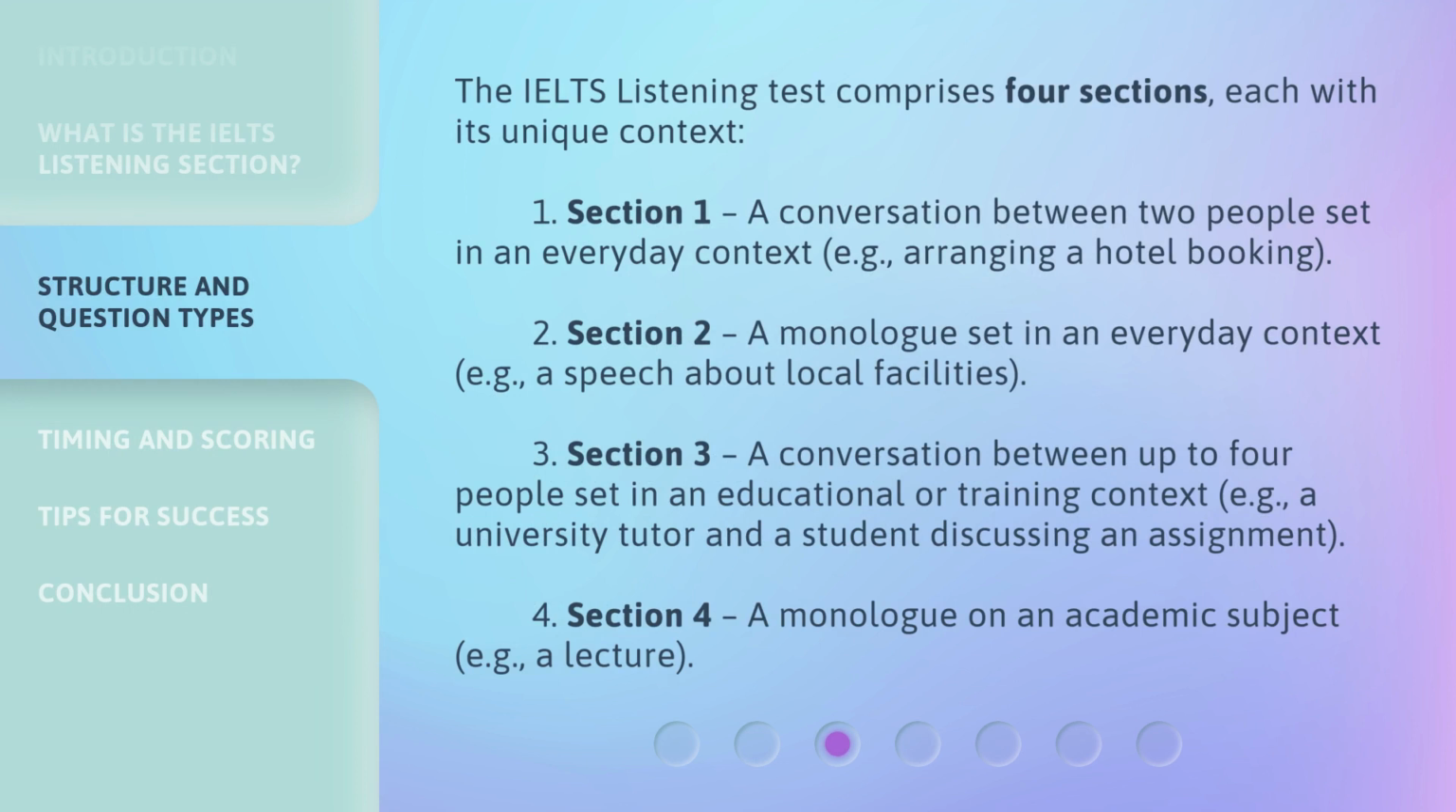The IELTS listening test comprises 4 sections, each with its unique context. 1. Section 1, a conversation between two people set in an everyday context, e.g., arranging a hotel booking. 2. Section 2, a monologue set in an everyday context, e.g., a speech about local facilities.